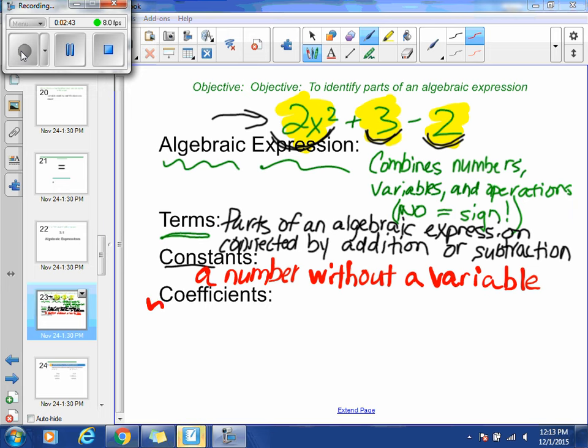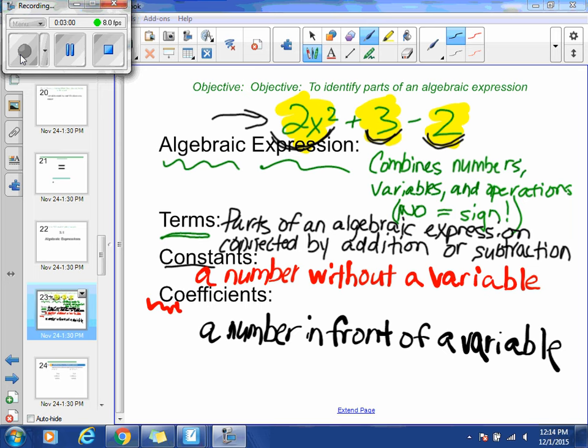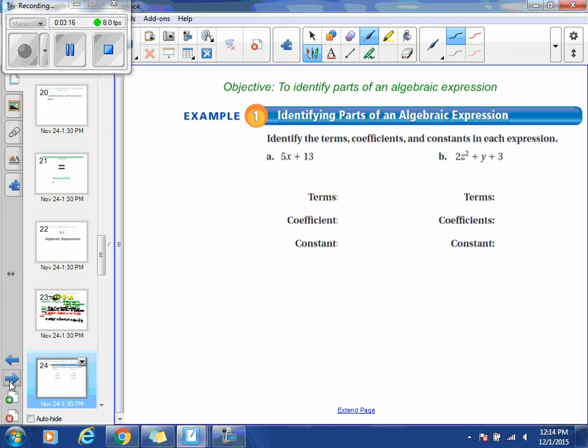Coefficients then. I like to look at the word part, kind of like when we were word mapping variables. This one has a prefix of co, and co means with. So we're looking for something that's with something else. A coefficient is a number that is with a variable, so a number that is in front of a variable. In this example expression up here, we have one coefficient. We have one number that's with a variable. This 2 would be considered a coefficient in the expression. Pause if you need more time to write these definitions down.